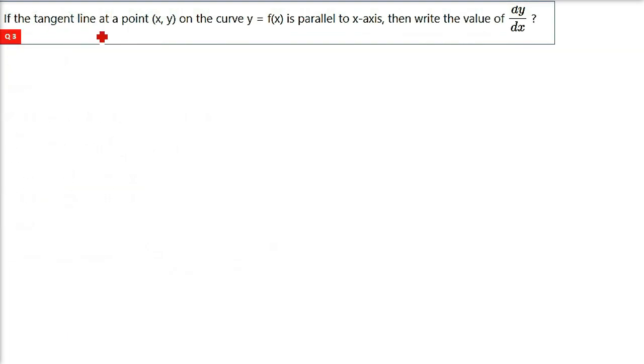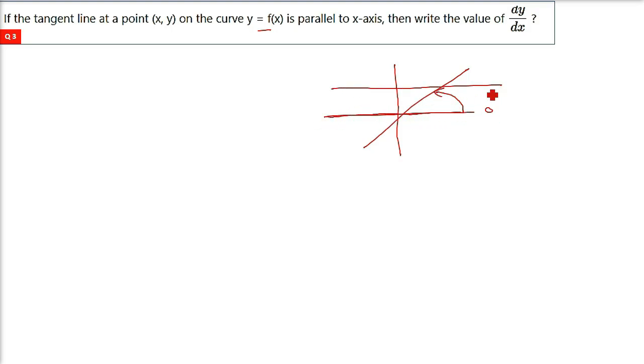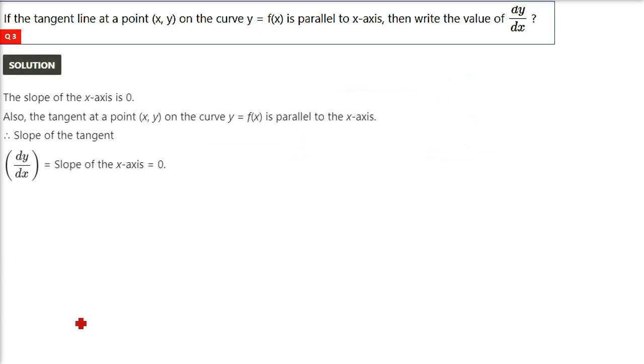If the tangent line at a point P(x, y) on the curve is parallel to x-axis, then write the value of dy by dx. In the first question we have already discussed this. See, if we want to find the angle of this line or slope, we'll take it anti-clockwise from the positive x-axis. If a line is parallel to x-axis, that means it is almost equal to the x-axis. So the angle with x-axis is 0. That is why dy by dx is 0. How are you going to write it? This is the whole content you have to put on paper.